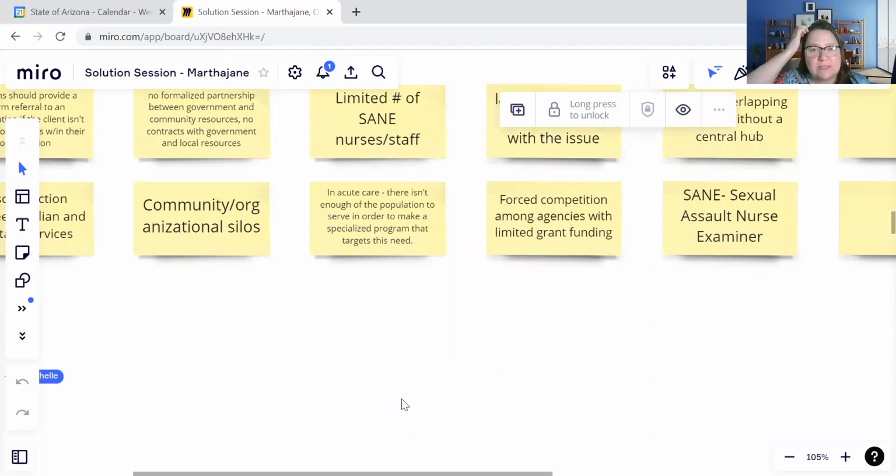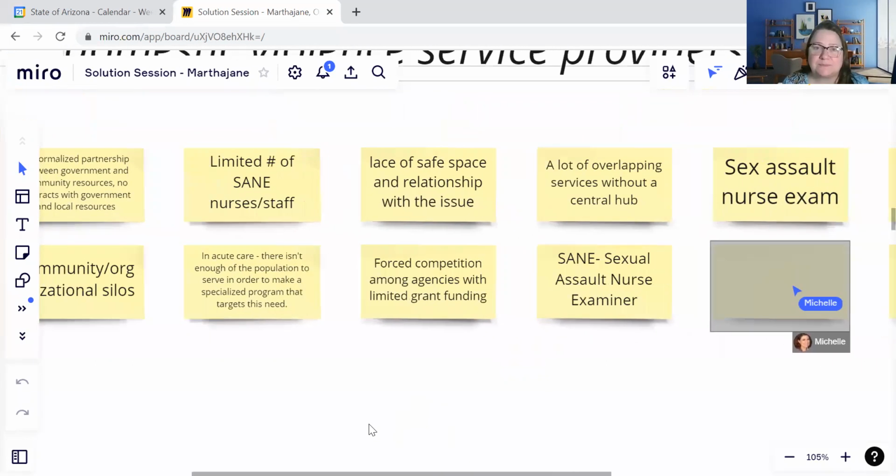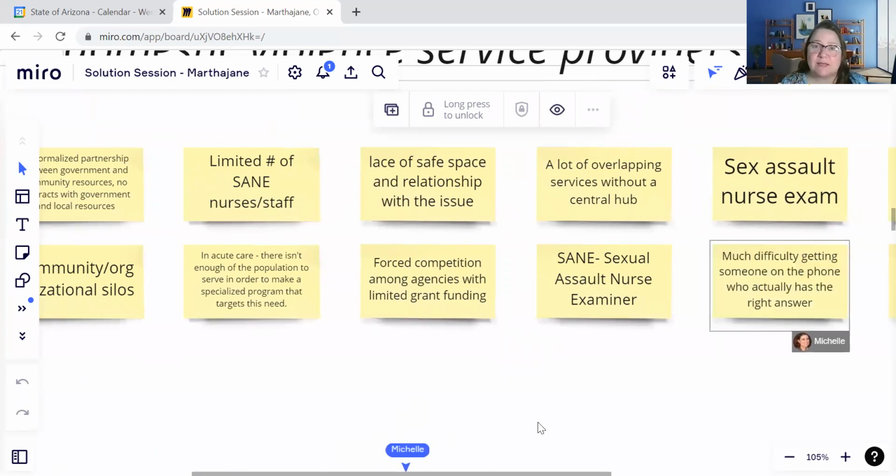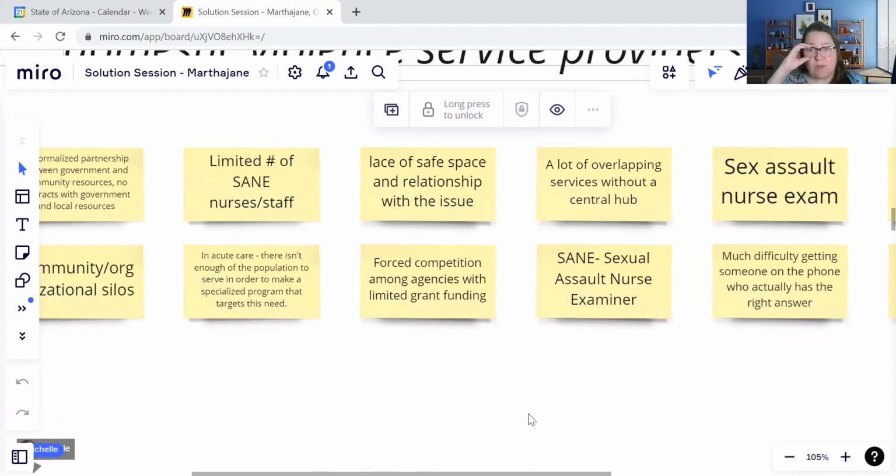In acute care, there isn't enough of the population to serve in order to make a specialized program that targets this need. Okay, that's a really good point. Everybody has their own special little issues, and there aren't those groupings. Forced competition among agencies with limited grant funding, absolutely. Lack of safe space and relationship with the issue. So we might be talking about peer support there, perhaps, if that's correct. If that person could type that in the chat.